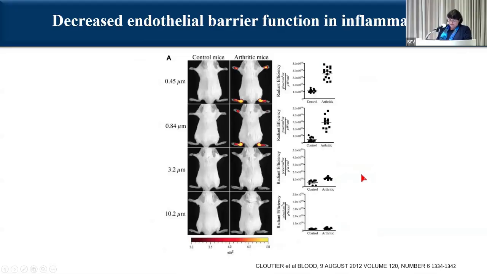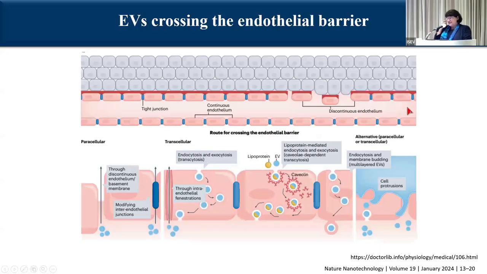A very old but very informative experiment from Eric Boilard's group from 2012 shows that if you compare control and arthritic mice and you inject them with different size polystyrene beads, you can very clearly appreciate that in the arthritic joints and arthritic inflamed limbs, you have an accumulation of 0.45 micrometer and even of 0.84 micrometer size polystyrene beads, very clearly showing an inflammation-related permeability change in the blood vessels.